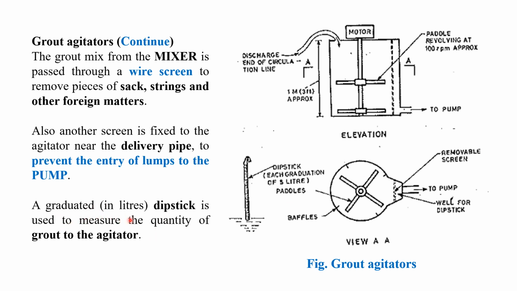A graduated dip stick is used to measure the quantity of grout in the agitator. A dip stick can be used to measure the quantity of the grout material inside the agitator.